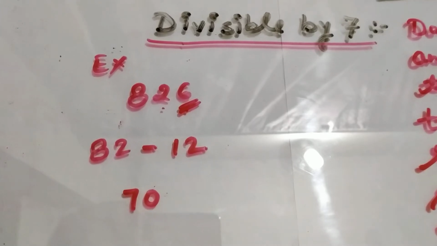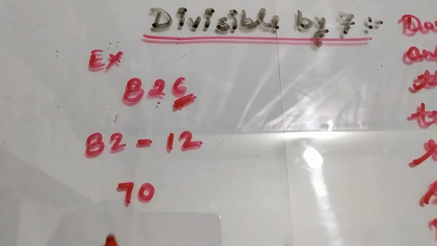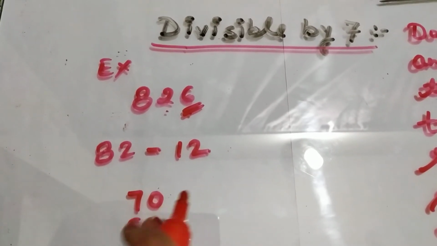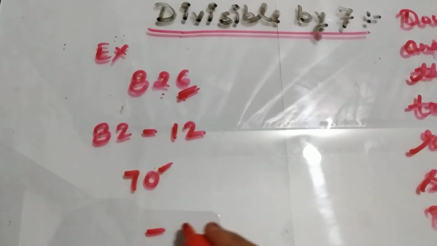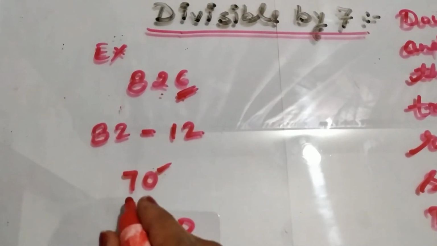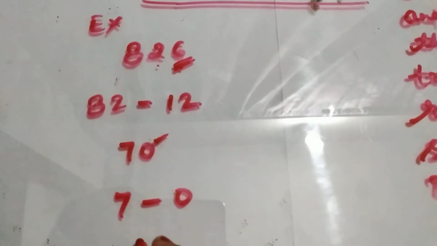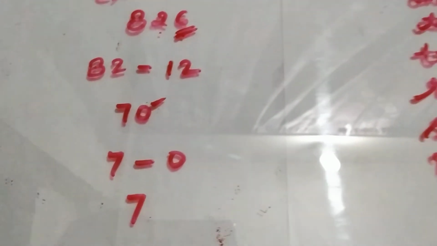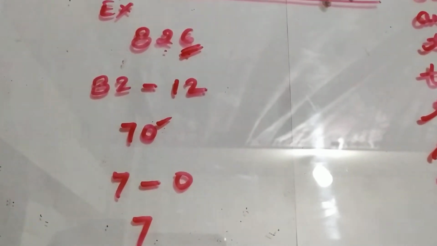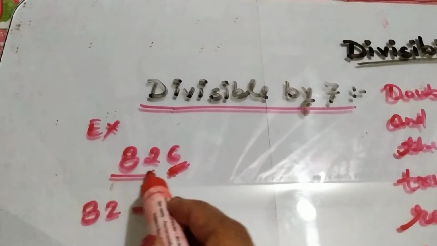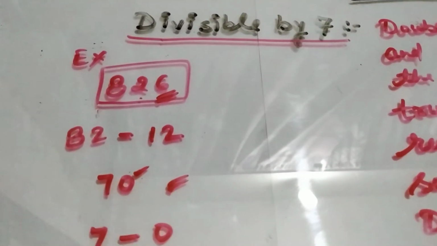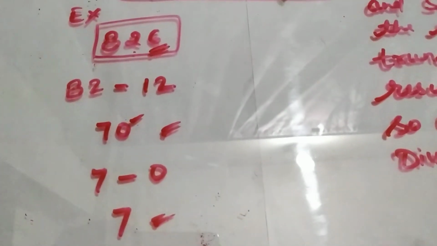If anyone has a doubt, you can proceed again. Double the last digit. The last digit is 0. Double of 0 is also 0. And the remaining number is 7. 7 minus 0 is 7. So you got 70, or 7, which is divisible by 7. So the whole number 826 is divisible by 7.